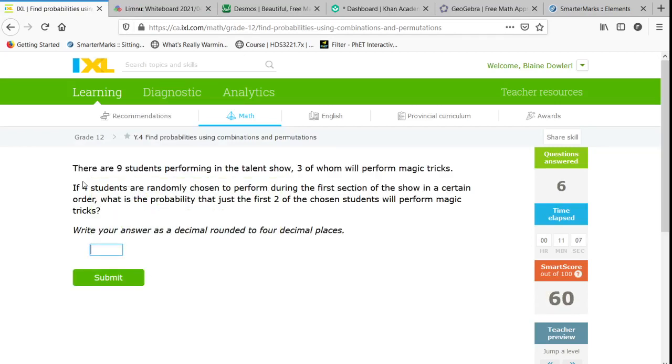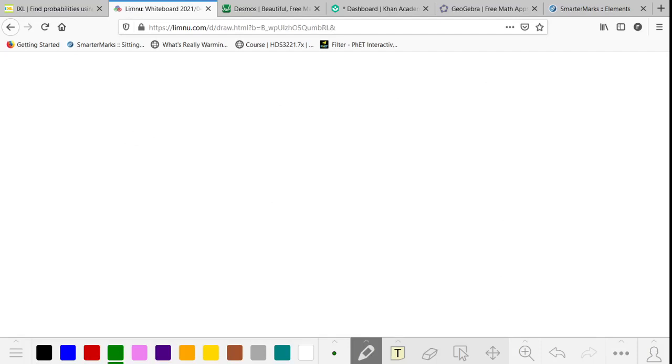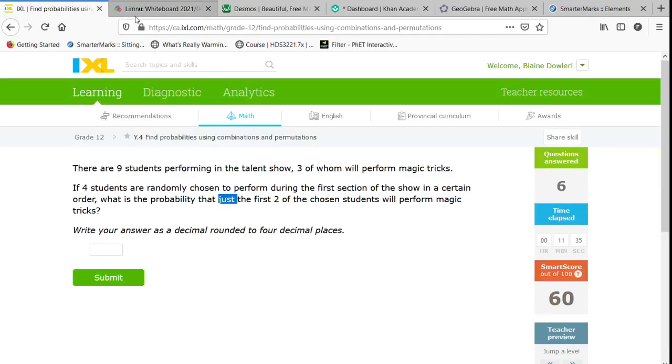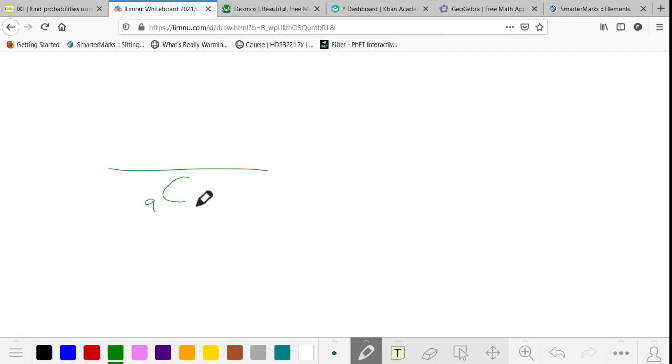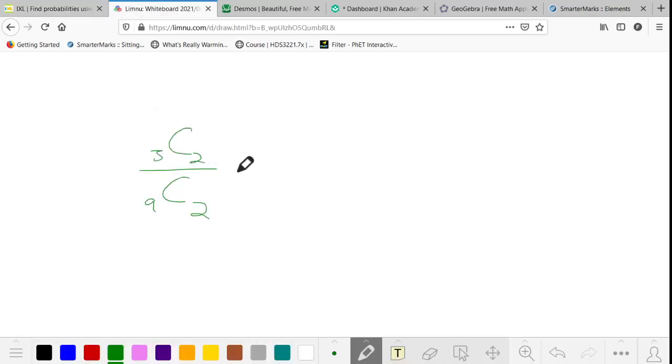Okay. Now there are 9 students performing at a talent show, 3 of whom will perform magic tricks. If 4 are chosen during the first section, what's the probability that just the first 2 of the chosen students will perform magic tricks? So, what's the probability of choosing 2 of these 3? So here we go again. This time I'm not going to miss the word just. So we are choosing 4 of the 9. But first, it's the first 2 that matter. So we are choosing 2 of those 9. And they are going to include 2 of the 3 that do magic tricks.